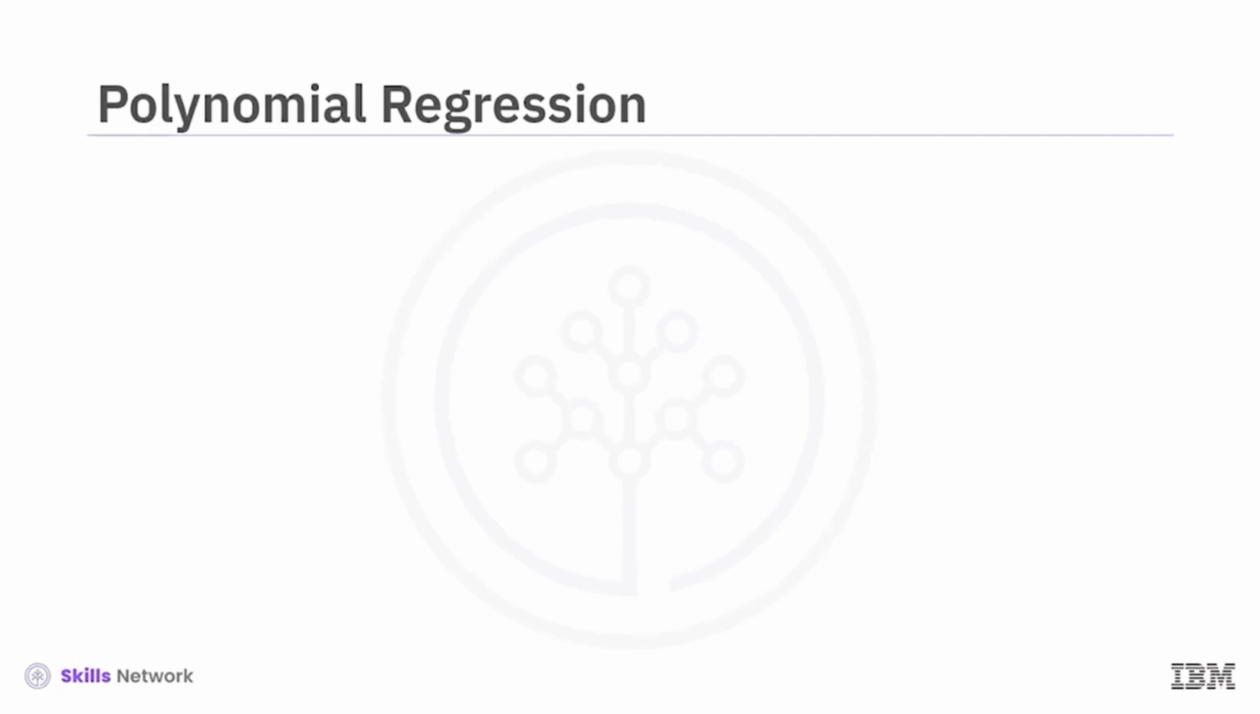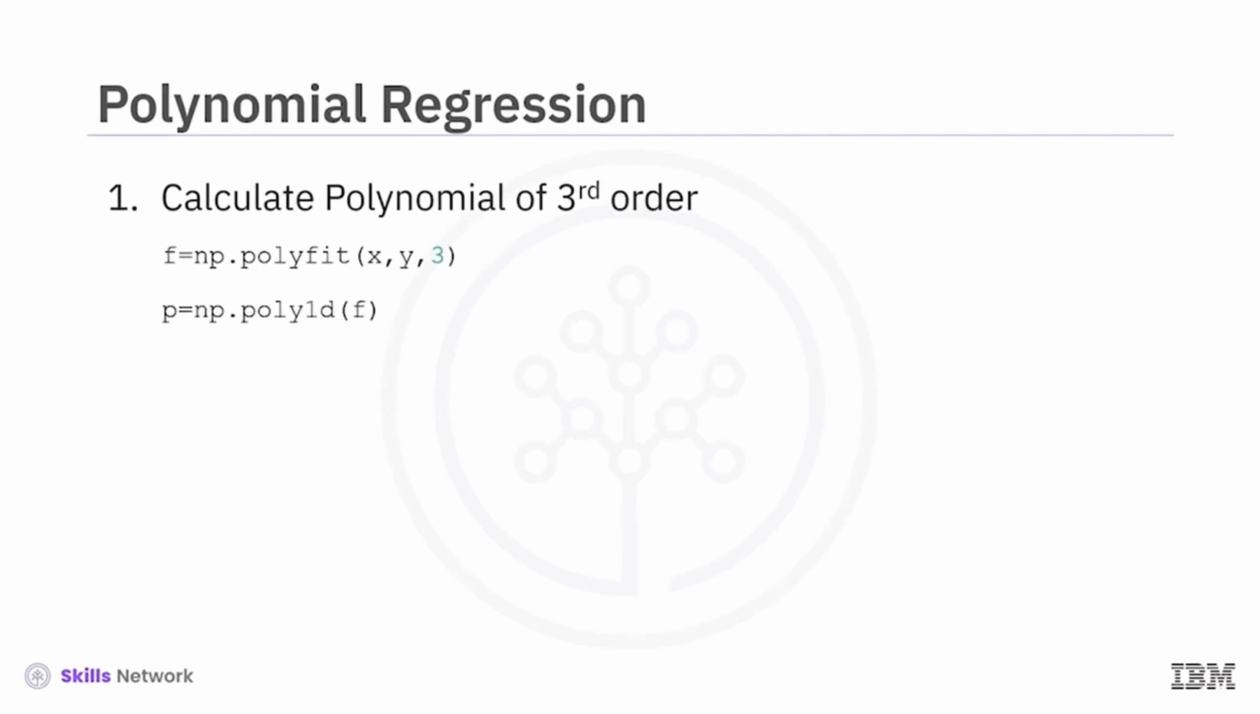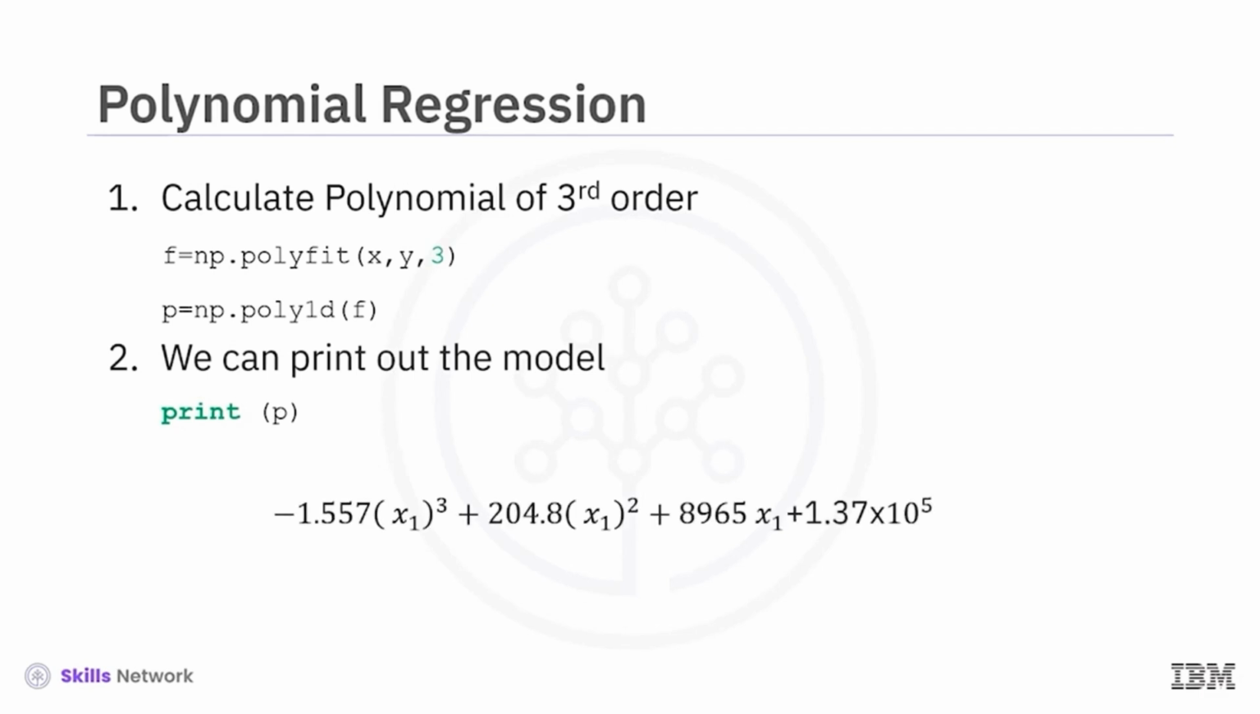Let's look at an example from our data where we generate a polynomial regression model. In Python, we do this by using the polyfit function. In this example, we develop a third-order polynomial regression model base. We can print out the model. The symbolic form for the model is given by the following expression: -1.557 x1 cubed plus 204.8 x1 squared plus 8,965 x1 plus 1.37 times 10 to the power of 5.